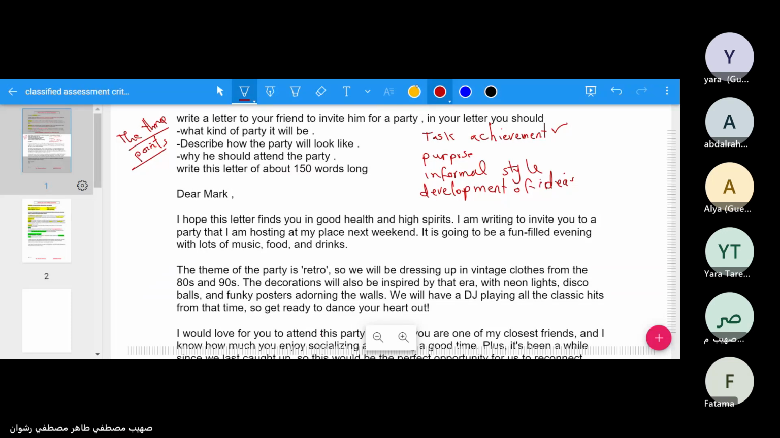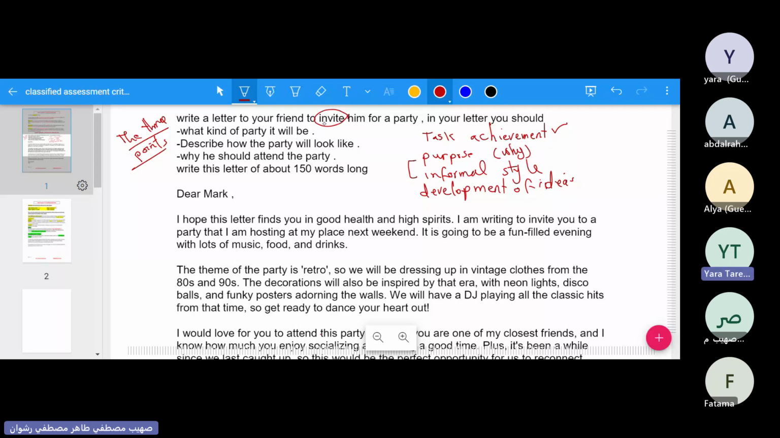Okay, the two Yaras. I need you both to comment on the purpose and the informal style, if it's used successfully. The purpose means why the student is writing the topic. Okay?